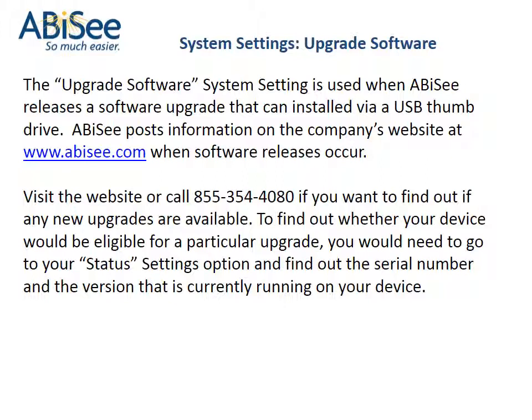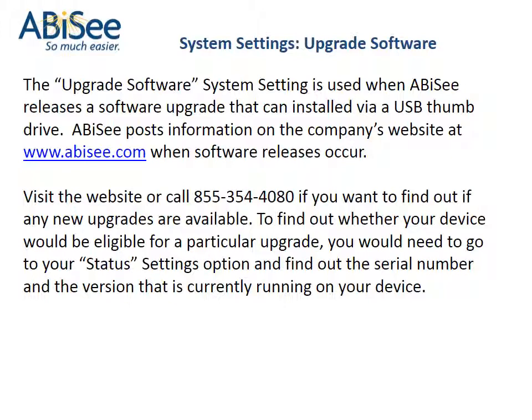The Upgrade Software system setting is used when ABC releases a software upgrade that can install via a USB thumb drive. ABC posts information on the company's website at www.abz.com when software releases occur. Visit the website or call 855-354-4080 if you want to find out if any new upgrades are available.